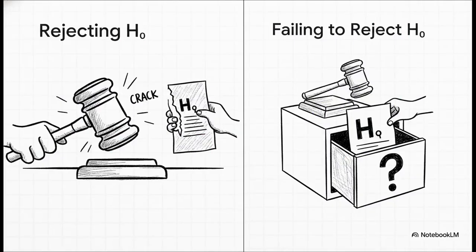Trap number 2 is a big one, messing up the interpretation when you get a non-significant result. You have to be so careful with your wording. Failing to reject the null is absolutely not the same thing as accepting the null or proving the null is true. A not guilty verdict in a trial doesn't mean the person is proven innocent, it just means there wasn't enough evidence for a conviction. Same here. We can only say we lack sufficient evidence to conclude the means are different.